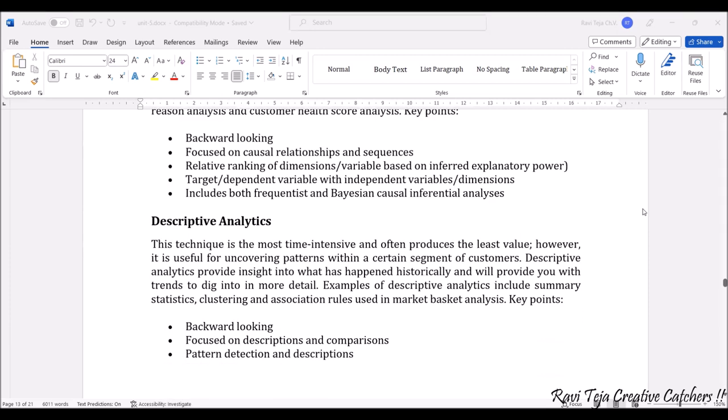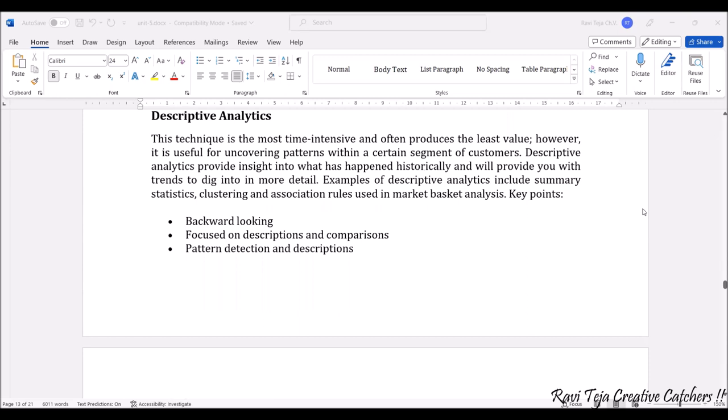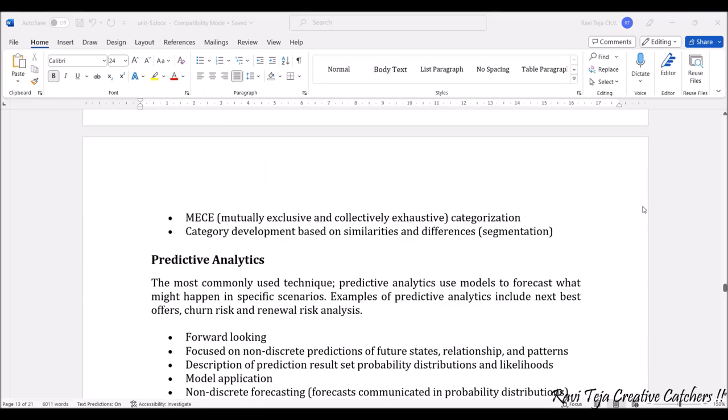The next analytics is descriptive analytics. It is backward looking, focused on descriptions and comparisons, pattern detection and descriptions, MECE, that is mutually exclusive and collectively exhaustive categorization. And the last one is segmentation, which will be based on the similarities as well as differences.